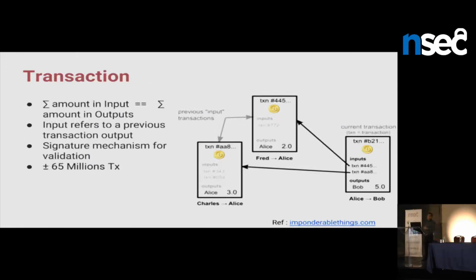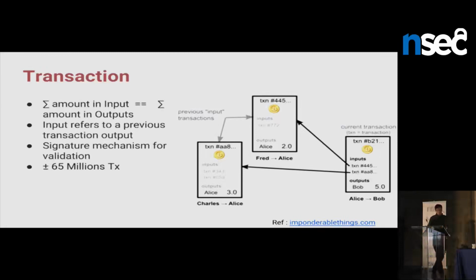Transaction. One thing to understand is that a transaction is a money movement, as you do transactions every day in real life. Well, Bitcoin is still real life, but you understand what I mean. Basically, the input equals the output. For example, on the slide, Alice wants to pay Bob. She will refer to previous transactions where Alice received money from Fred and from Charles. She will say, okay, I received 2 Bitcoins in this transaction and 3 Bitcoins in the other transaction. Now I have the right to spend those Bitcoins and send them to someone else. So she will send them to Bob. The output here will be Bob, 5 Bitcoins. 2 plus 3 equals 5.